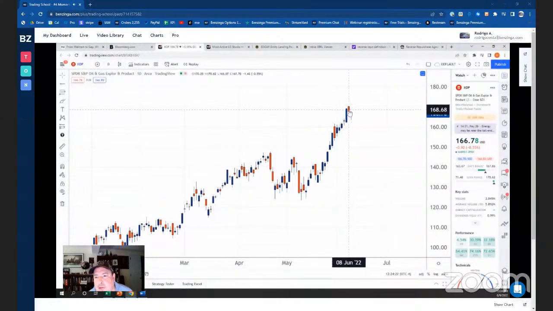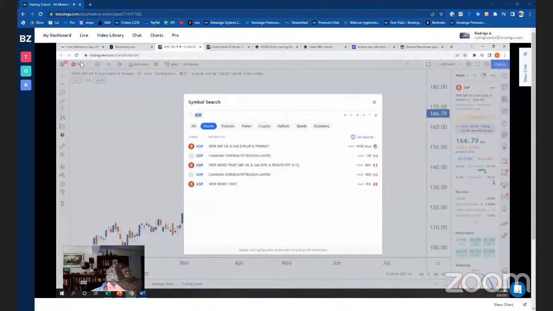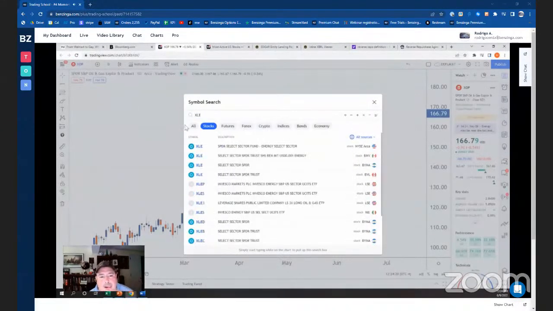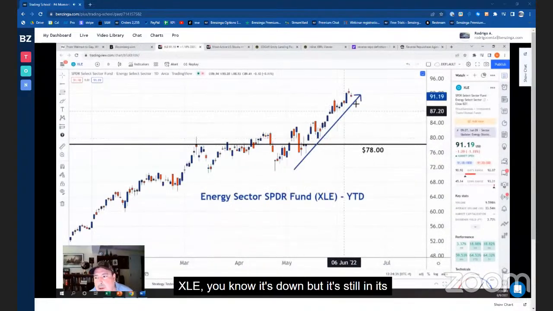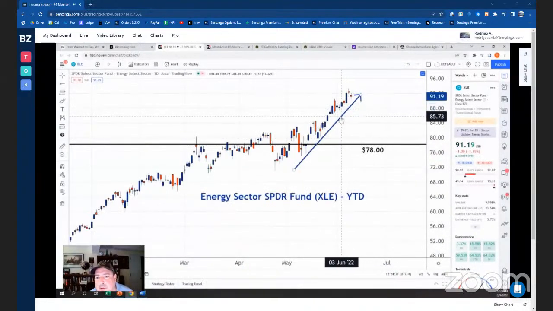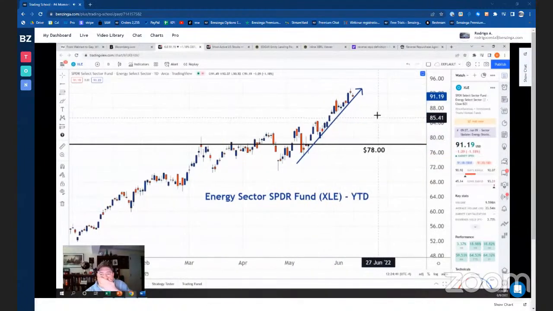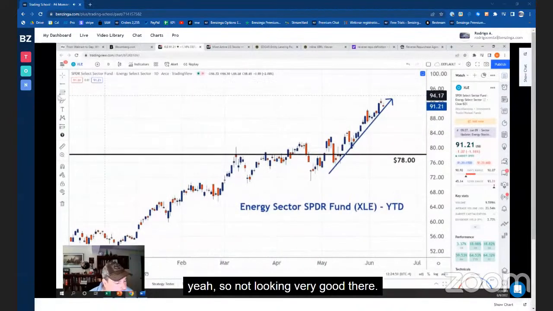XOP, a little bit of a reversal, not too much though. XLE, it's down, but it's still in its uptrend. Testing it though. Yeah, so not looking very good there.